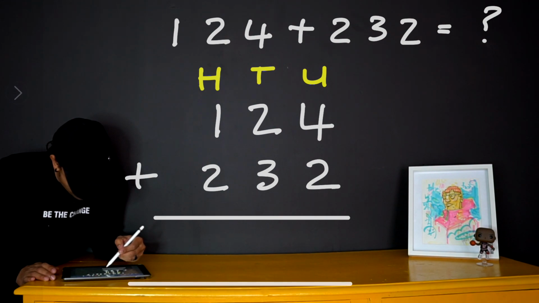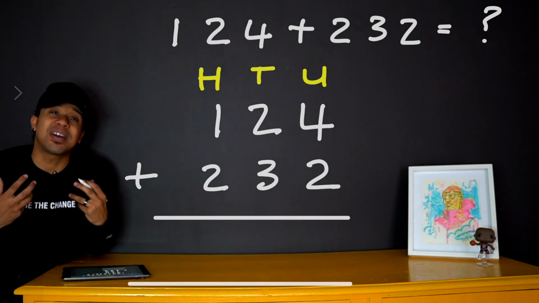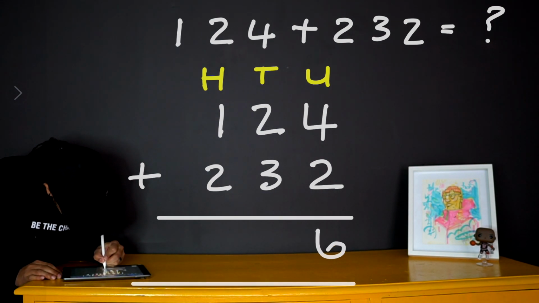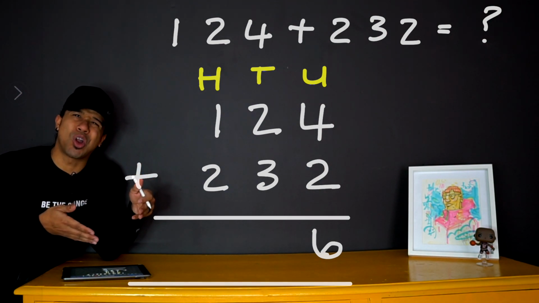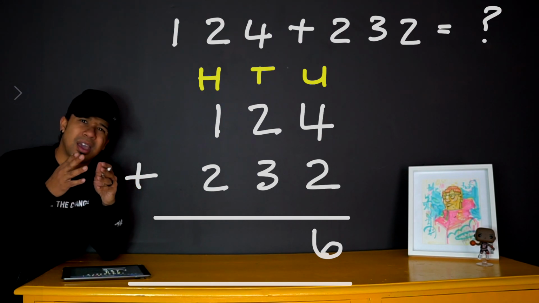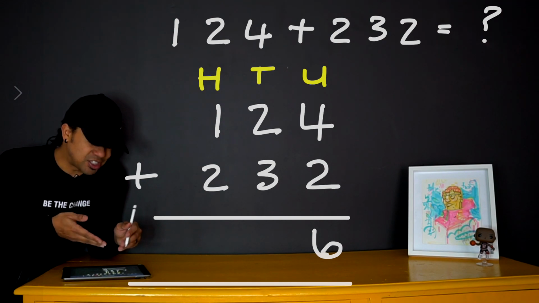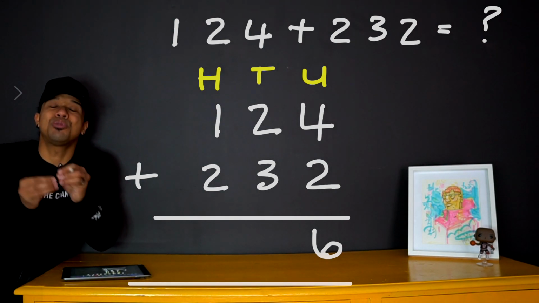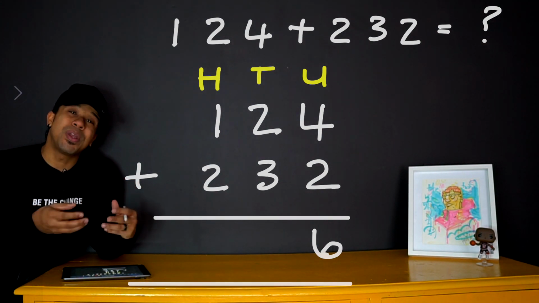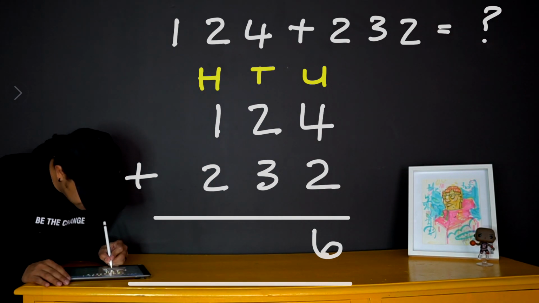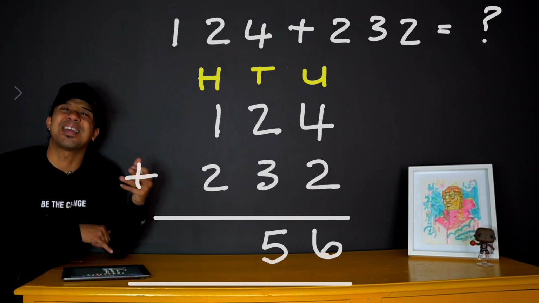Okay, so let's add the units. We have 4 plus 2. Remember, that's 4 units plus 2 units, and 4 plus 2 will give us 6. There we go. Now we're going to move over to the tens column, right? Remember, the 2 and the 3 in the tens column is not a 2 and a 3. That 2 represents 2 groups of 10, which is 20, and the 3 represents 3 groups of 10, which is 30. And 20 plus 30 will give us 50. So we know that 5 is a 50. It's not just a 5 because it's in the tens place.